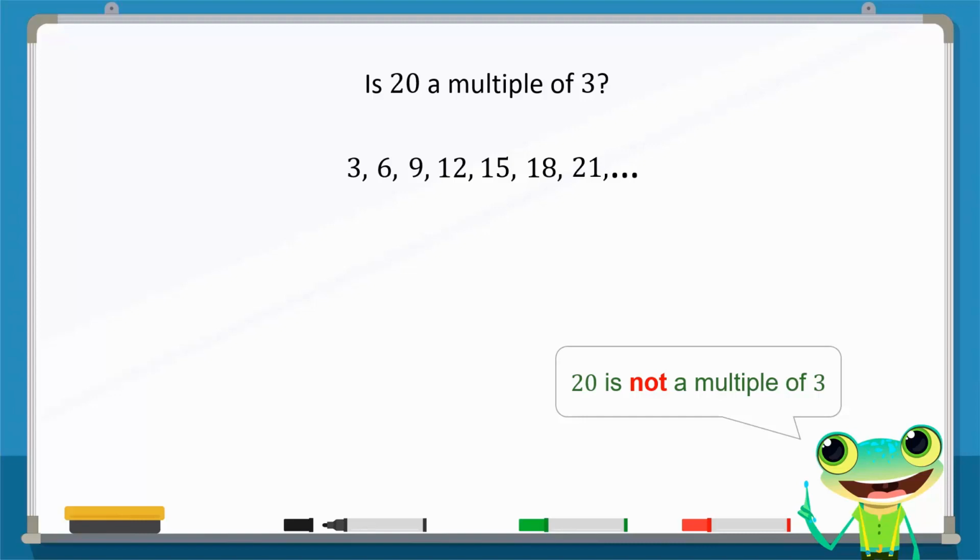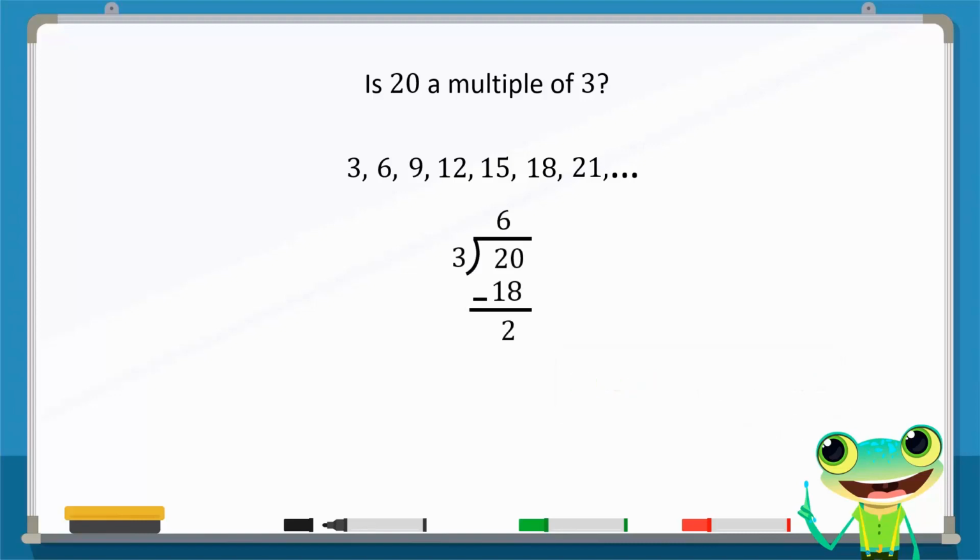We can find this through another method. 3 is not a factor of 20 because 3 does not divide 20 completely. So 20 is not a multiple of 3.